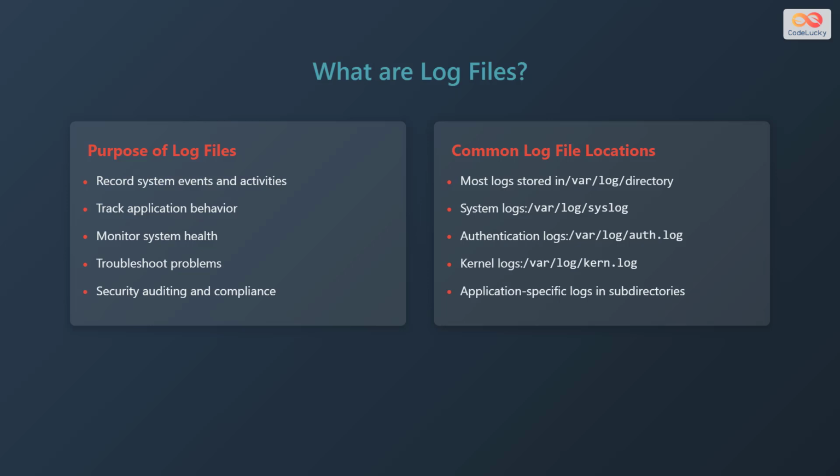Most log files are stored in the /var/log/ directory. System logs can typically be found at /var/log/syslog. Authentication logs are located at /var/log/auth.log. Kernel logs reside at /var/log/kern.log. Additionally, applications often store their specific logs in subdirectories within the main log directory.